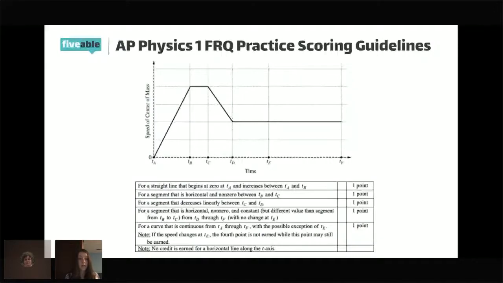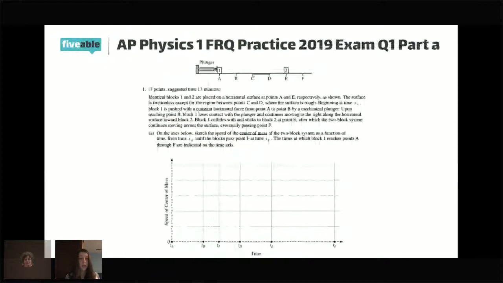So then from C to D, we know that it has contact with the frictional surface. The frictional surface, as shown in the diagram, is going to decrease our speed, or our magnitude component of velocity of the center of mass. So this is the tricky part.